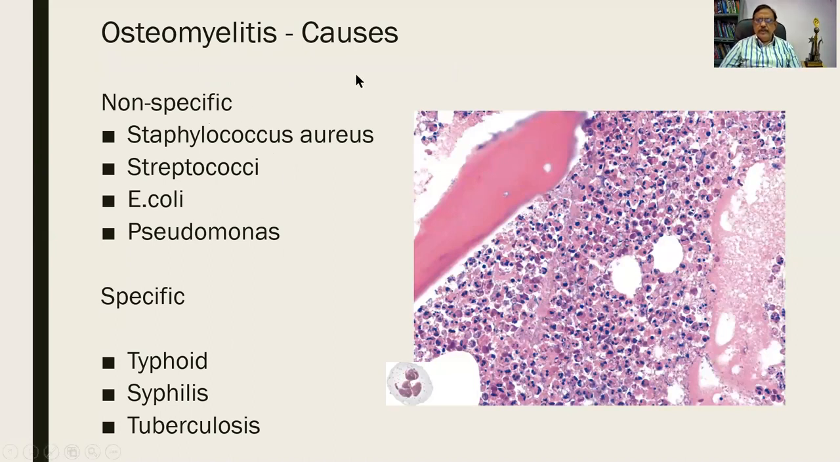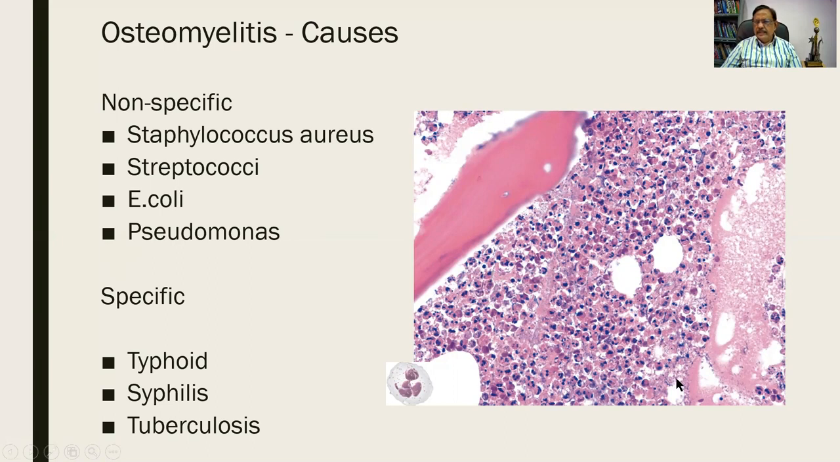Regarding the causes of osteomyelitis, it can be divided into specific and non-specific. Non-specific are the usual bacteria that people come across. Staphylococcus, Streptococcus, E. coli, and Pseudomonas in the hospitals. These are all non-specific. Specific in the sense when we get a specific pathological lesion out of it. Under that we have got typhoid, syphilis, and tuberculosis. So the causes for osteomyelitis can be non-specific or specific.